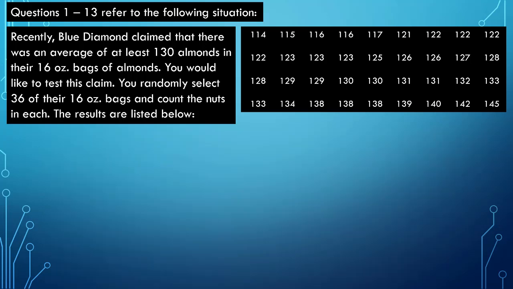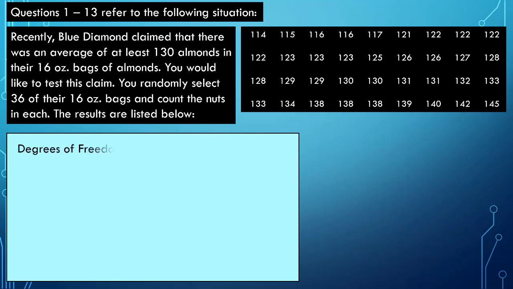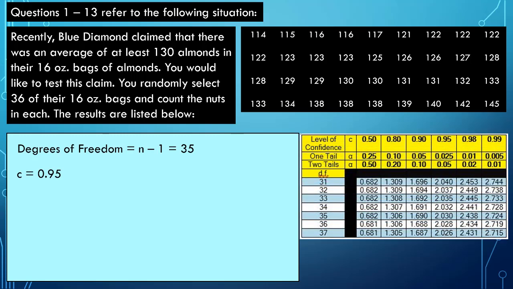First, what are our degrees of freedom? So degrees of freedom, remember, are n minus 1. Since n is 36, 36 minus 1 is 35. And then we also use the level of confidence, which is c equals 0.95. And we turn to the t-distribution. Here's a cutout of the portion of the t-distribution we'll need. So we're looking for 35 degrees of freedom and 0.95 for the level of confidence, and where those two intersect is at 2.030.